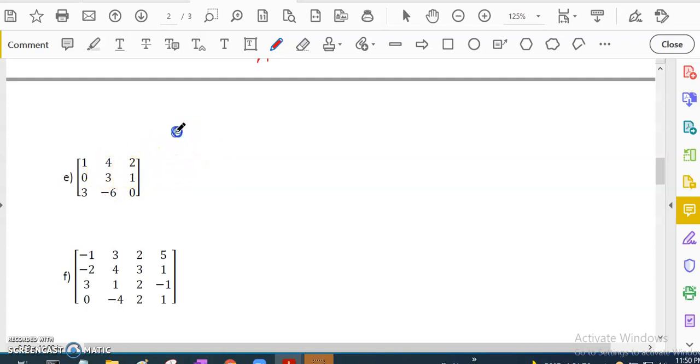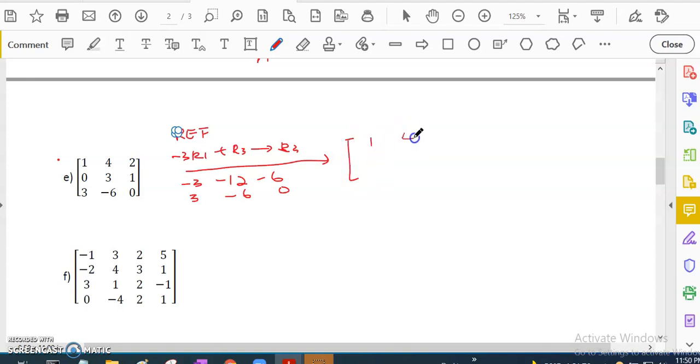So we're just going to do a REF by hand. It's very easy to do. Just do negative 3 of R1 plus R3 and put it back into R3. That means negative 3 times negative 4 is negative 12, negative 3 times 2 is negative 6, and add to R3, which is 3, negative 6, 0. So that means 1, 4, 2, 0, 3, 1, and also 0, negative 18, negative 6.